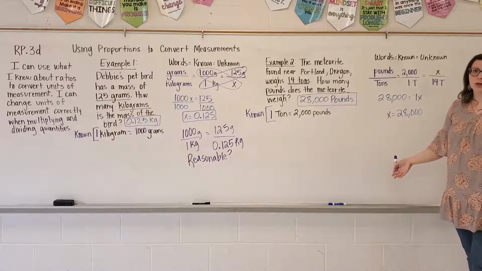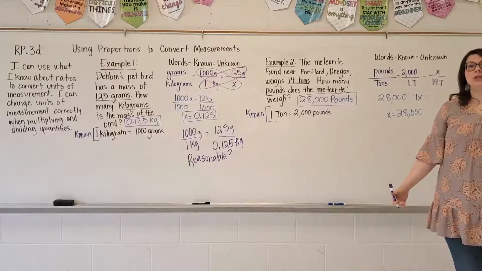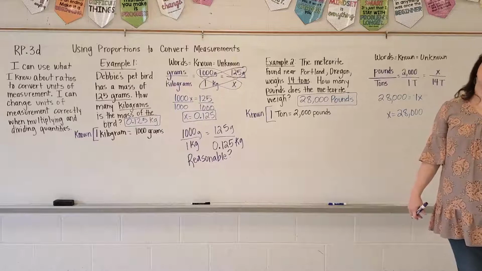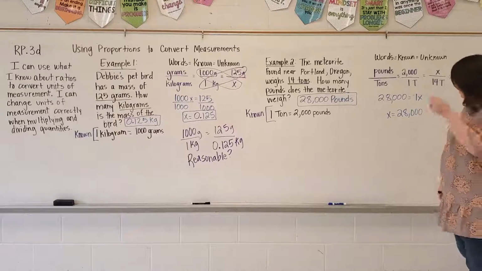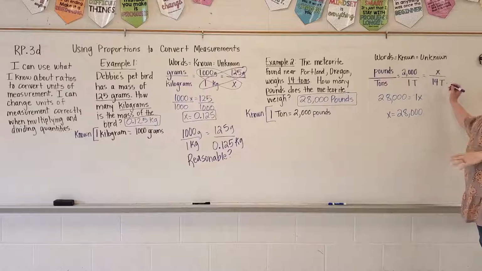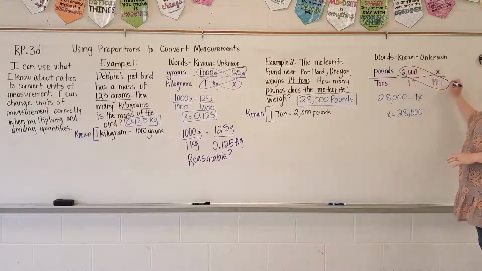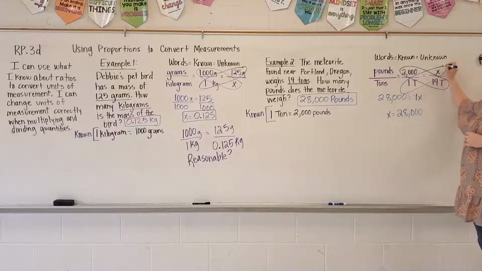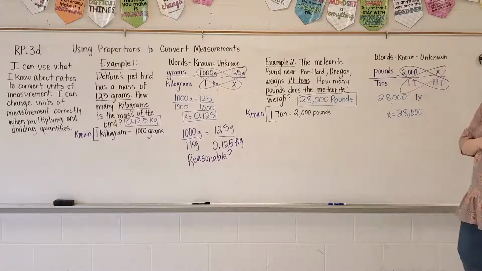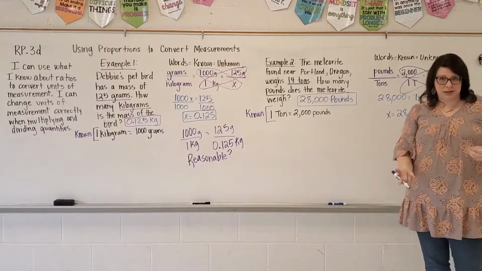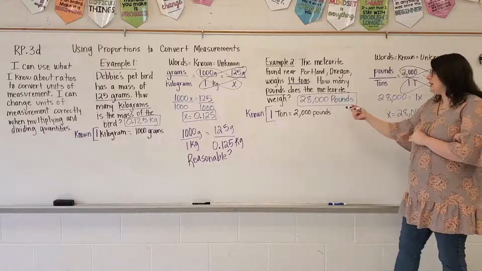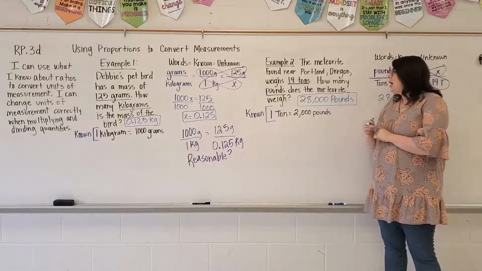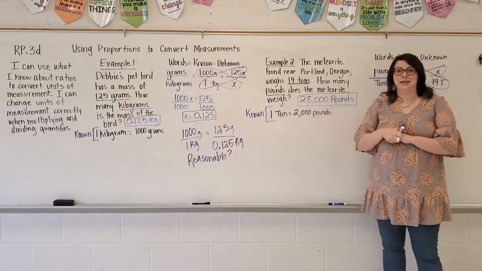So I'm using words, known, unknown. Always use that for proportions unless you are using proportions to solve a percent problem, and you can refer back to our percent video to look at how that is set up as well. Okay, so now we cross multiply. 2,000 times 14 becomes 28,000. And 1 times x becomes 1x. Any number divided by 1 is itself, so x is equal to 28,000. So there are 28,000 pounds in 14 tons.